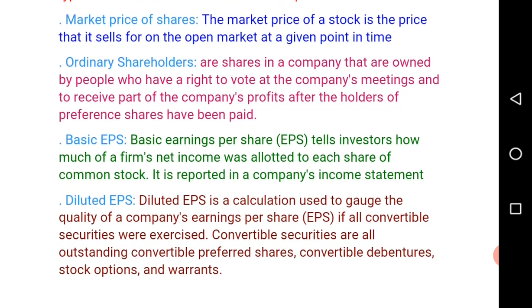Then we have the basic EPS here. It says basic EPS tells investors how much of a firm's net income was allotted to each share of common stock. It is reported in a company's income statement. So the basic EPS is basically the normal EPS calculation we have.